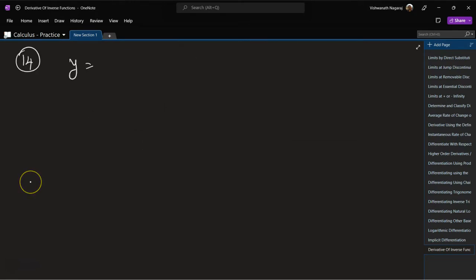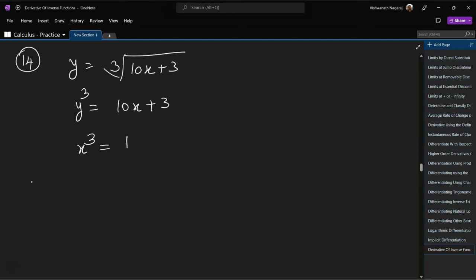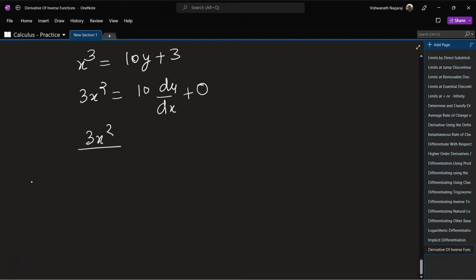14th one, y is equal to cube root of 10x plus 3. This can be written as y cube is equal to 10x plus 3. And now let's figure out the inverse function. So that would be x cube is equal to 10y plus 3. And let's differentiate this. 3x square is equal to 10 dy by dx plus 0. So this gives us 3x square by 10 is equal to dy by dx.